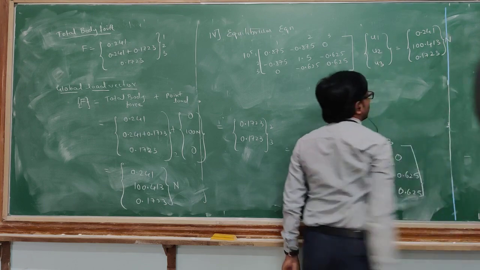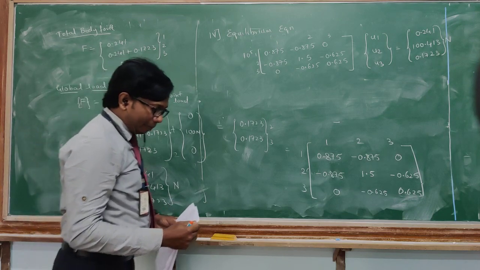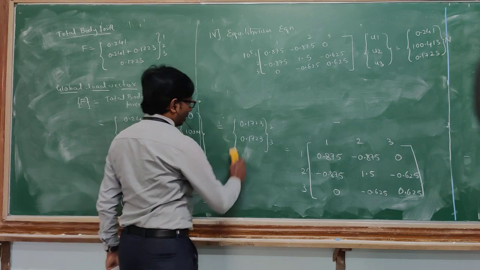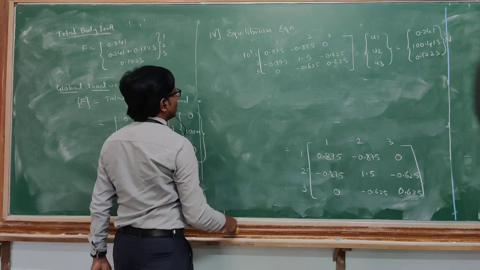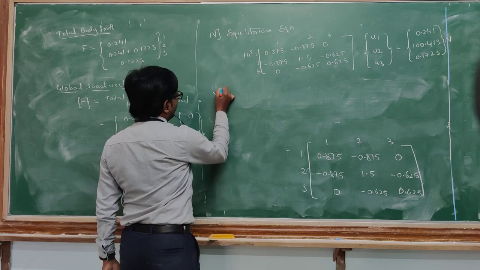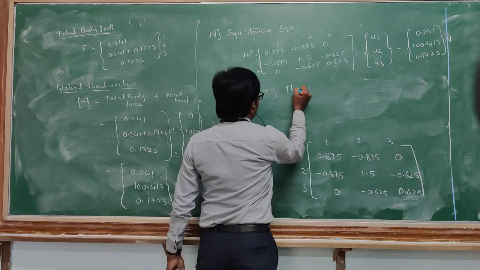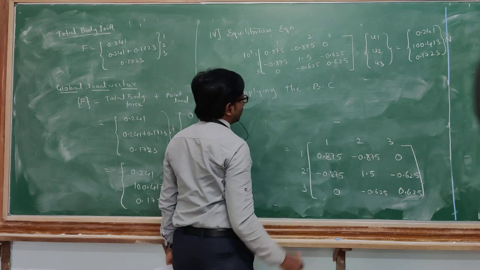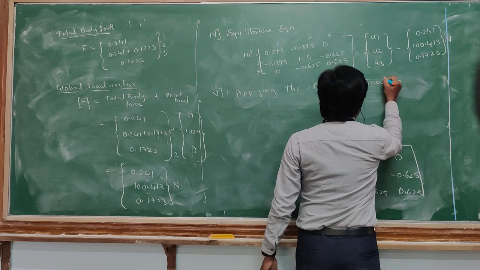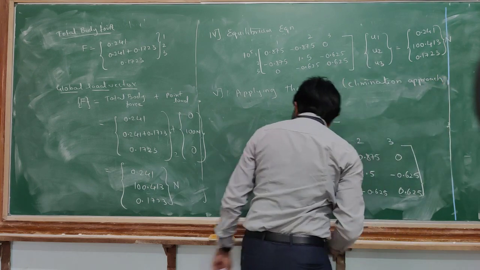This will be Newton, okay. So now we will be applying the boundary condition. Here we will be using the elimination approach. As they have not asked for any specific method to apply the boundary conditions, we will be applying the elimination approach. So fifth is applying the boundary conditions, and we will go for the elimination approach.